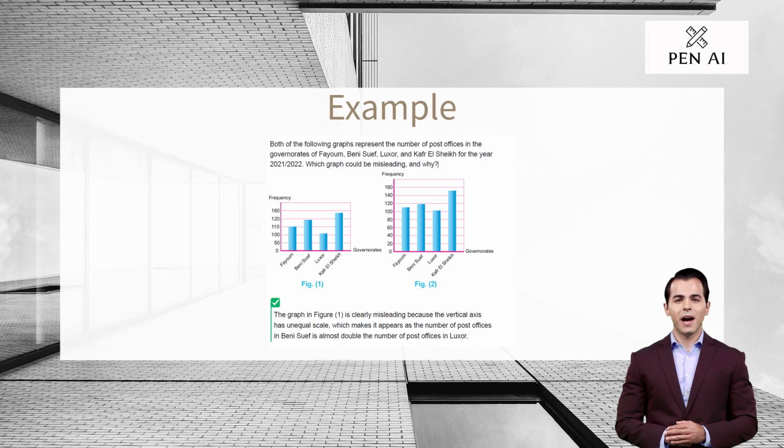Example: both of the shown graphs represent the number of post offices in the governorates of Fayoum, Beni Suef, Luxor, and Kafr el-Sheikh for the year 2021 to 2022. Which graph could be misleading and why? The answer is, the graph in figure 1 is clearly misleading because the vertical axis has an unequal scale, which makes it appear as if the number of post offices in Beni Suef is almost double the number of post offices in Luxor.